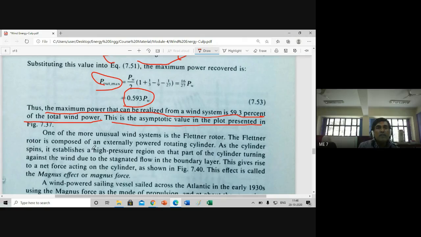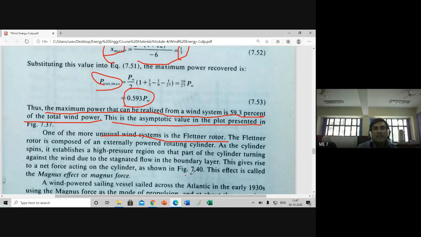One of the more unusual wind systems is the Flettner rotor. The Flettner rotor is composed of an externally powered rotating cylinder. As the cylinder spins, it establishes a high pressure region on that part of the cylinder turning against the wind, due to the stagnant flow in the boundary layer. This gives rise to a net force acting on the cylinder as shown in the figure. This effect is called the Magnus effect or Magnus force. In fluid mechanics, you have studied about this.